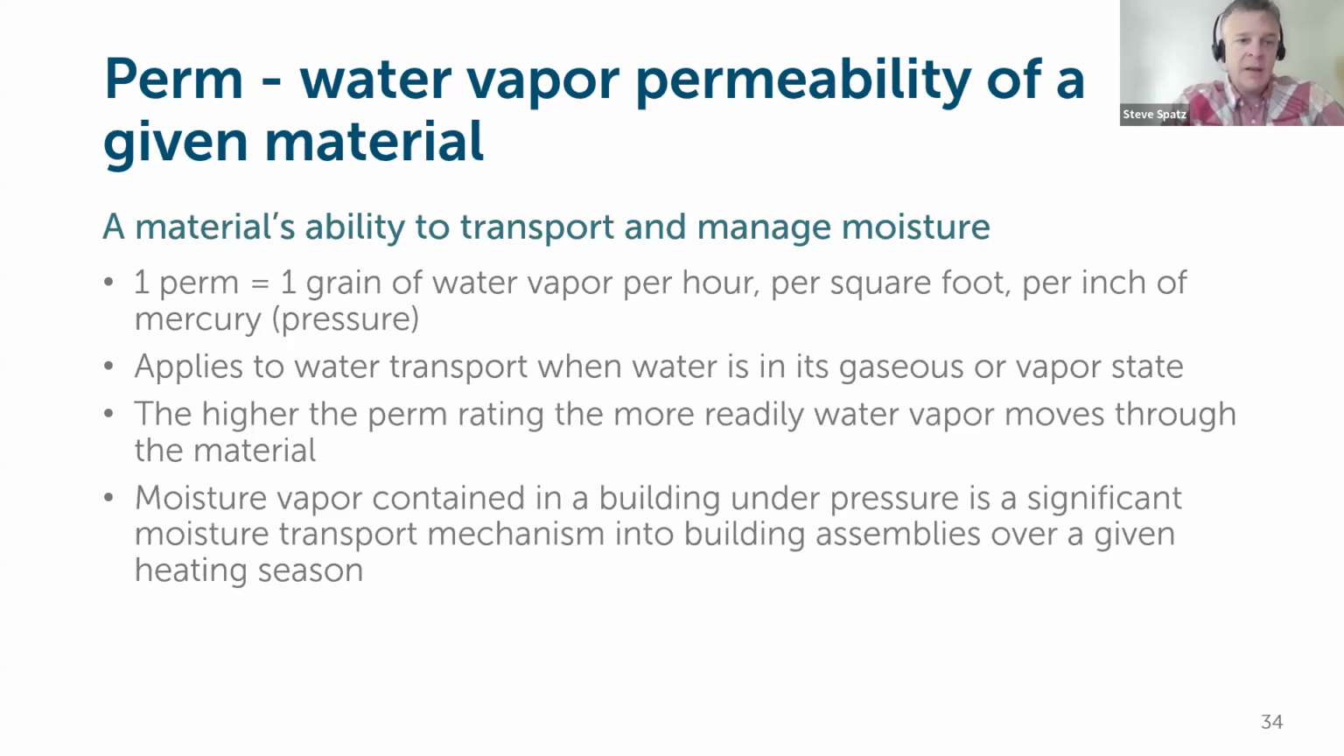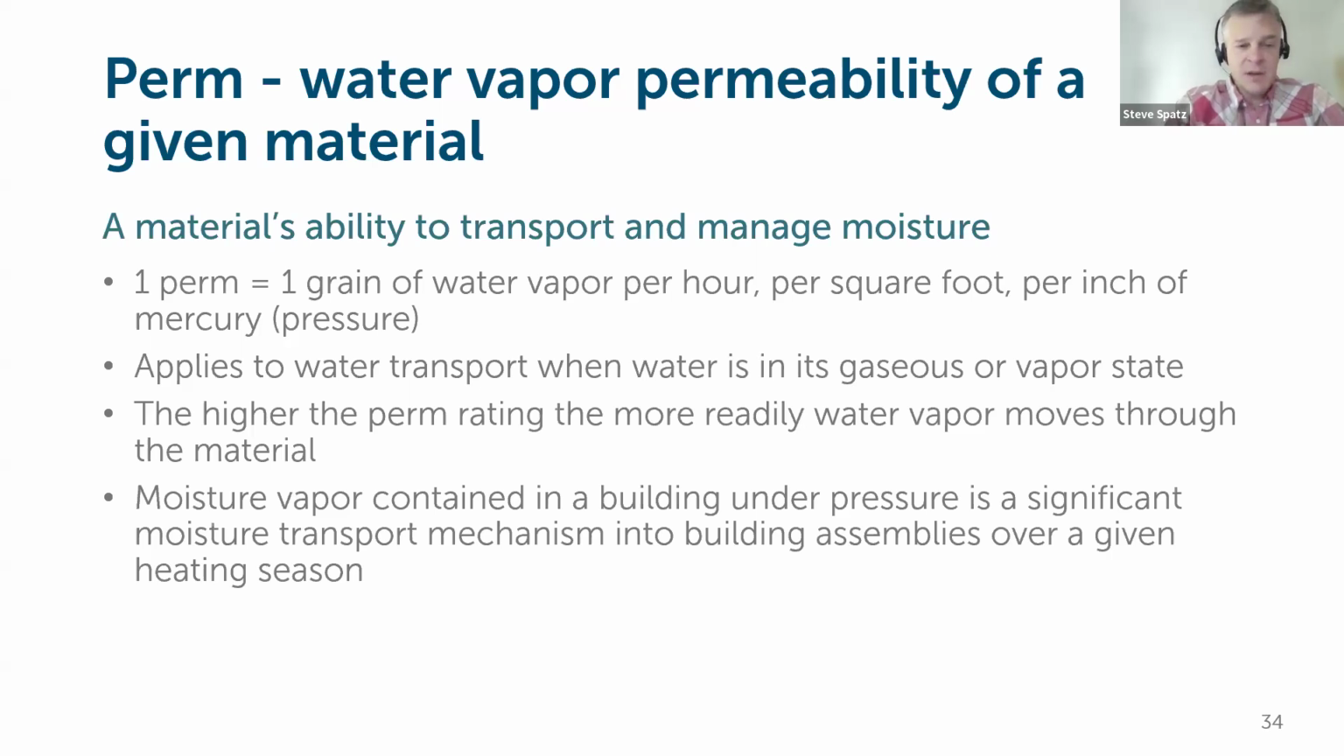So a perm rating is basically the material's ability to transfer moisture in its vapor form through that material. So 1 perm equals 1 grain of water vapor per hour, per square foot, per inch of mercury, or pressure. So we're not talking about liquid form here, we're talking about vapor form.